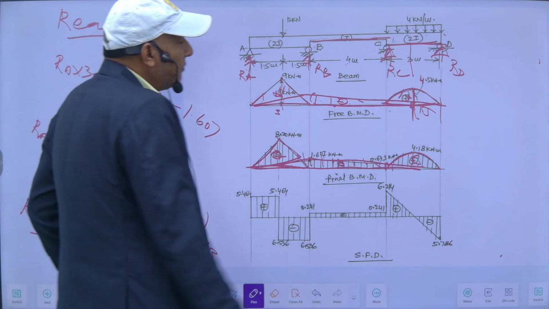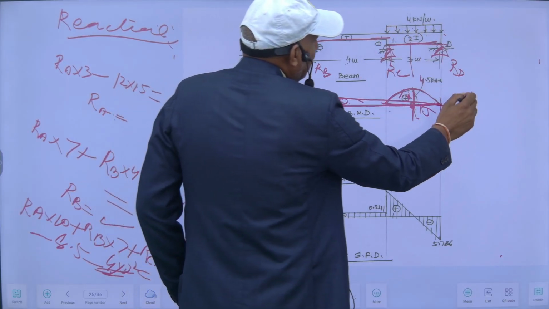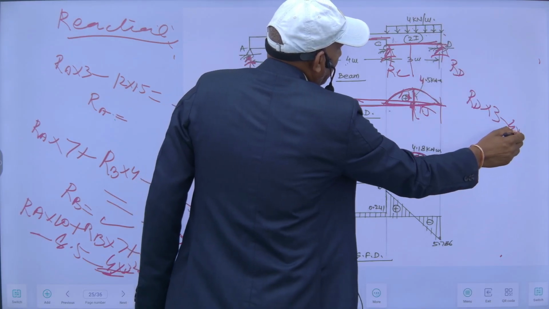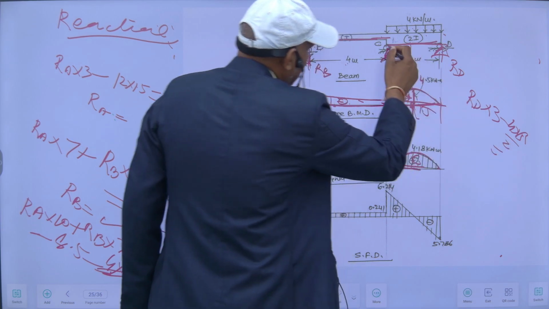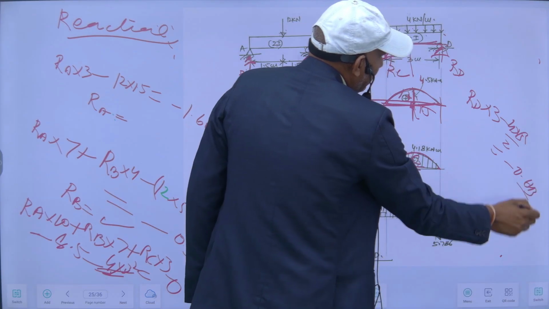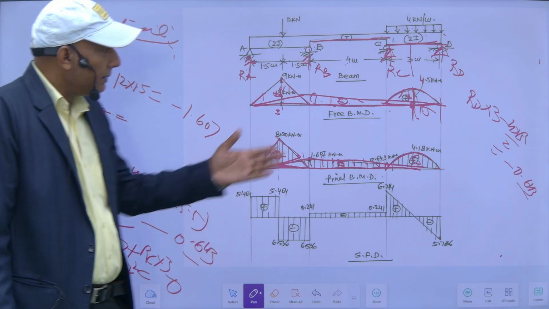RD I can find by taking moment about this. So it will be RD into 3 minus 4 into 3 square by 2 is equal to moment at C, which is minus 0.643. So this way I can calculate the reactions RA, RB, RC and RD.